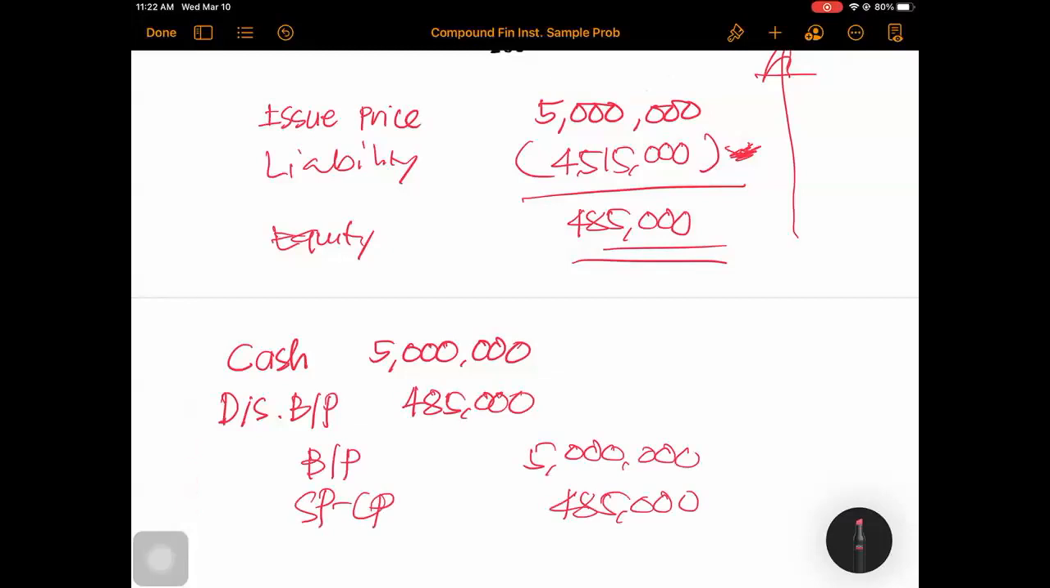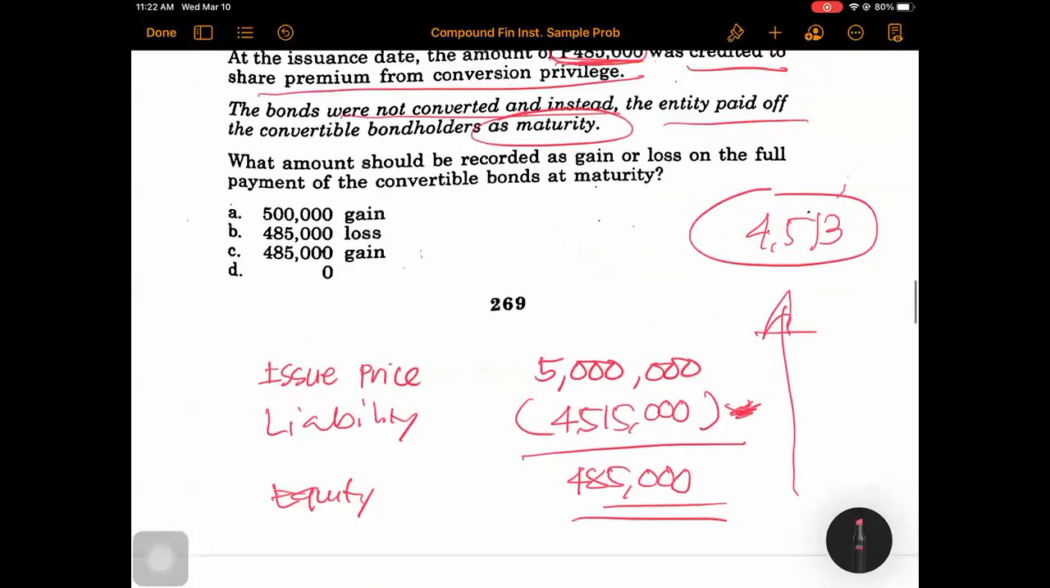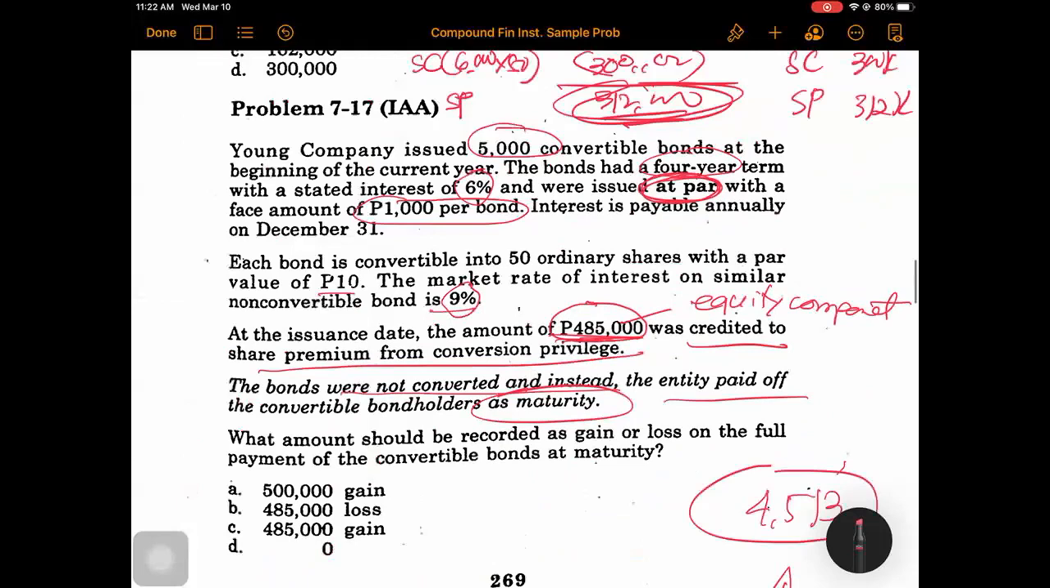Or gi-convert ba ang bonds? So, unsay gibuhat sa holder, gi-convert or nagpabayad siya? Unsay gibuhat nato, gi-convert ba nato or gibayaran nato? Okay, bayad, di ba? Because the bonds were not converted and instead the entity paid off the convertible bondholders at maturity. Unsay entry nato ani?